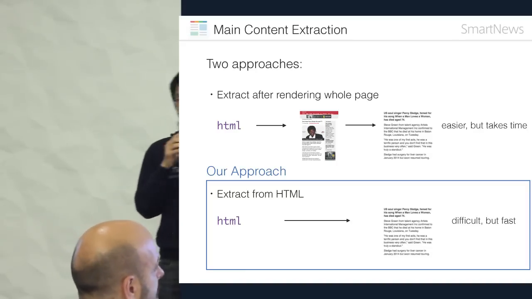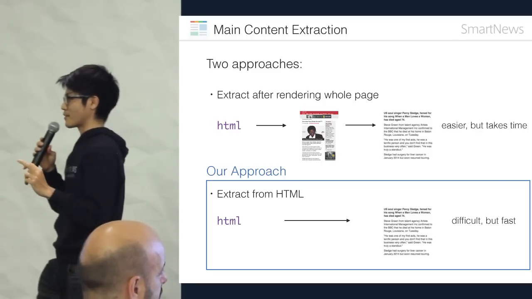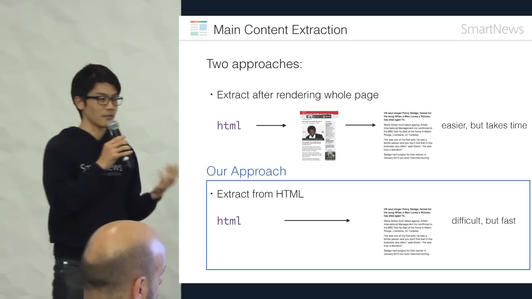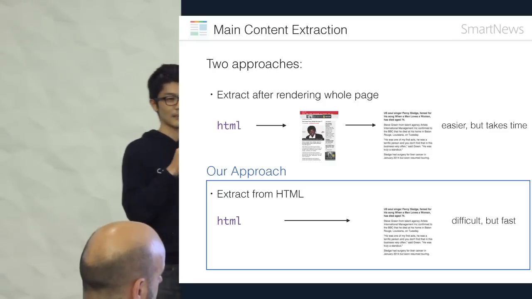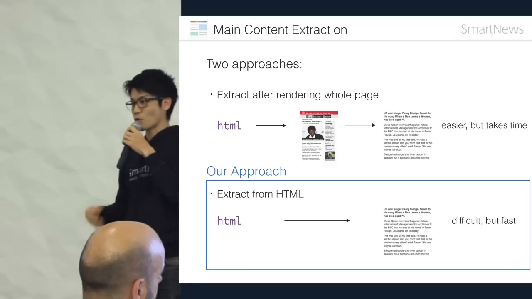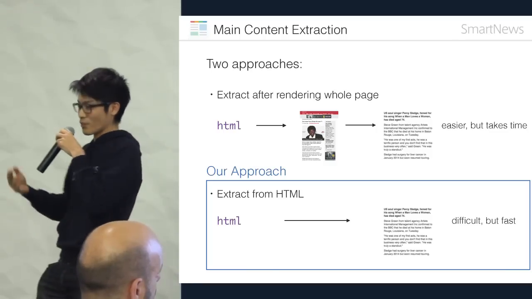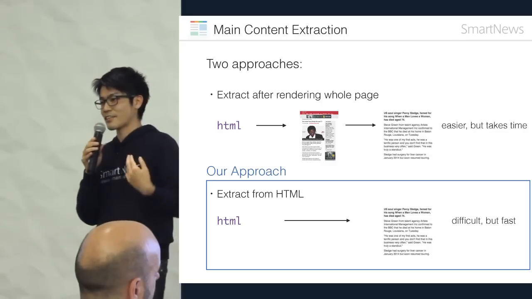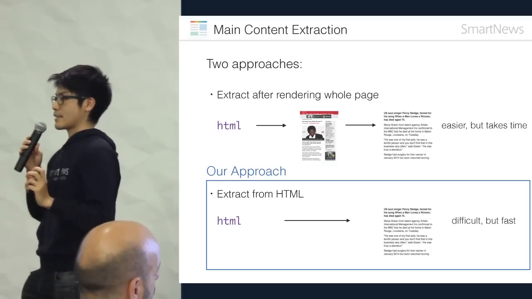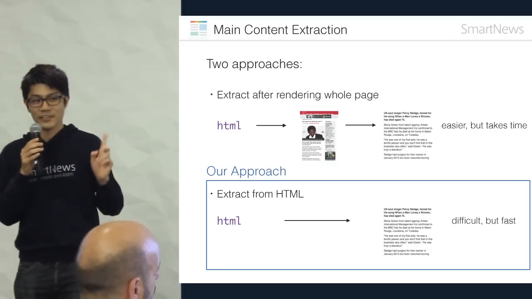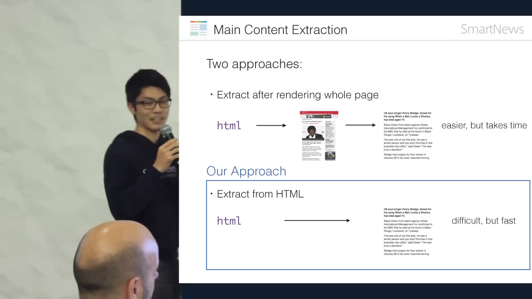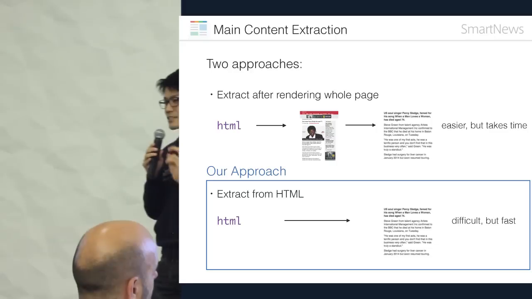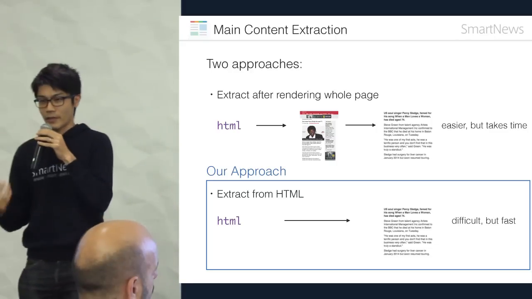The second approach is to extract main content directly from HTML. It's more difficult, but it doesn't cost much computation resource. Because we have to analyze 10 million articles per day, let's say 100 articles per second, so speed is important. So we use the second approach. I will talk about it.